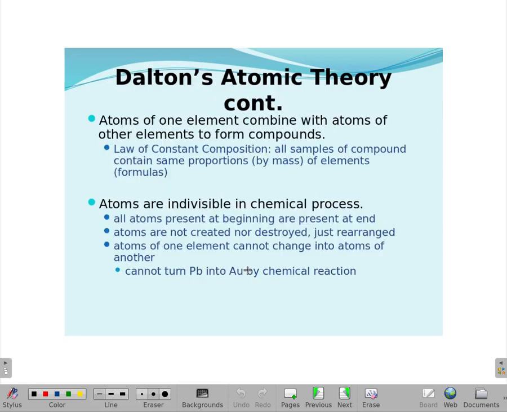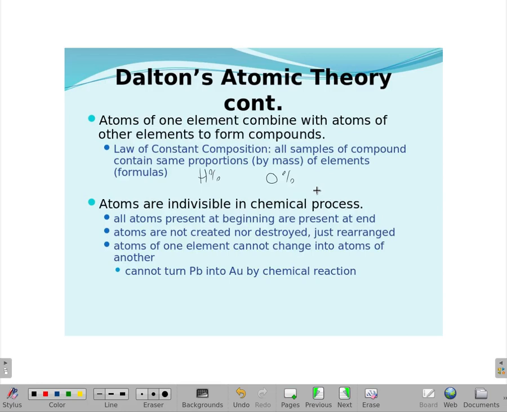Continuing on, the 4th postulate: atoms of one element combine with atoms of another element to form compounds. Now, he actually put in there this law of constant composition. It was built from previous scientists' studies. He just expanded on it. But he actually said that all samples of a compound contain the same proportions by mass of the elements. What he's kind of saying is water, if that's the substance we're looking at, always has the exact same mass percent of hydrogen and oxygen, regardless of where we find it. And if we try to change that somehow, we simply can't.